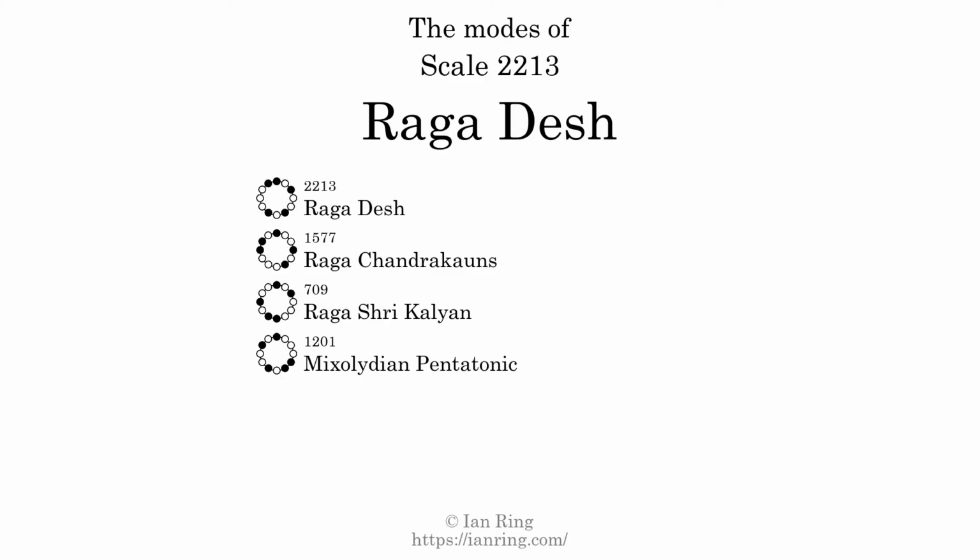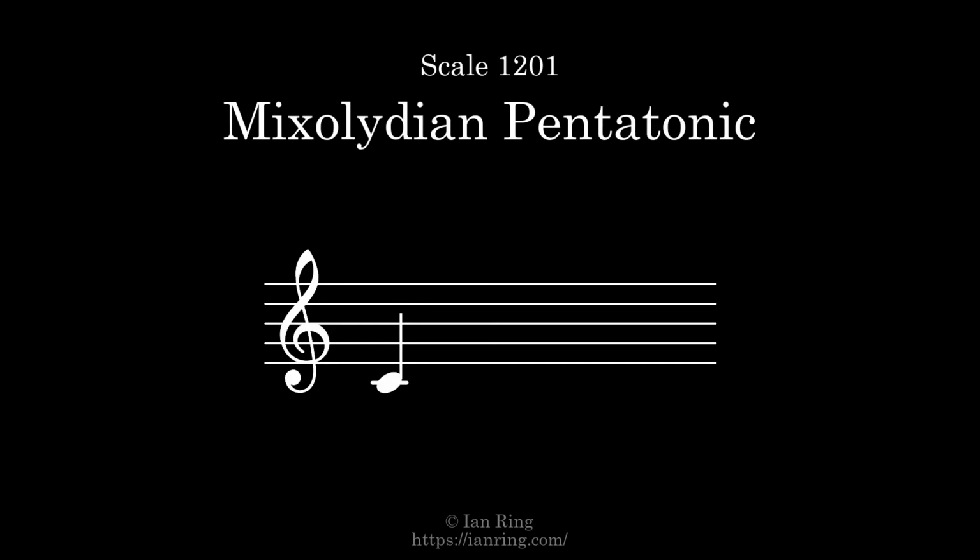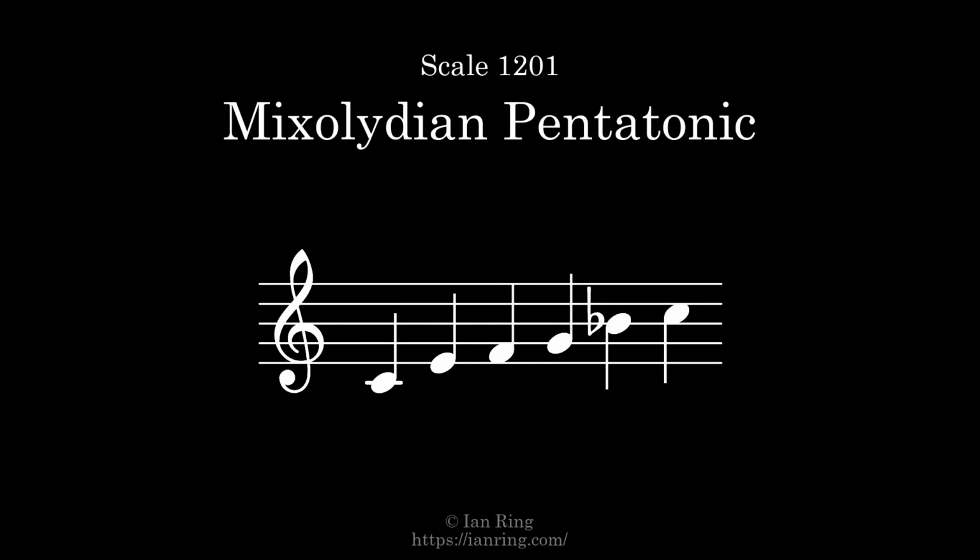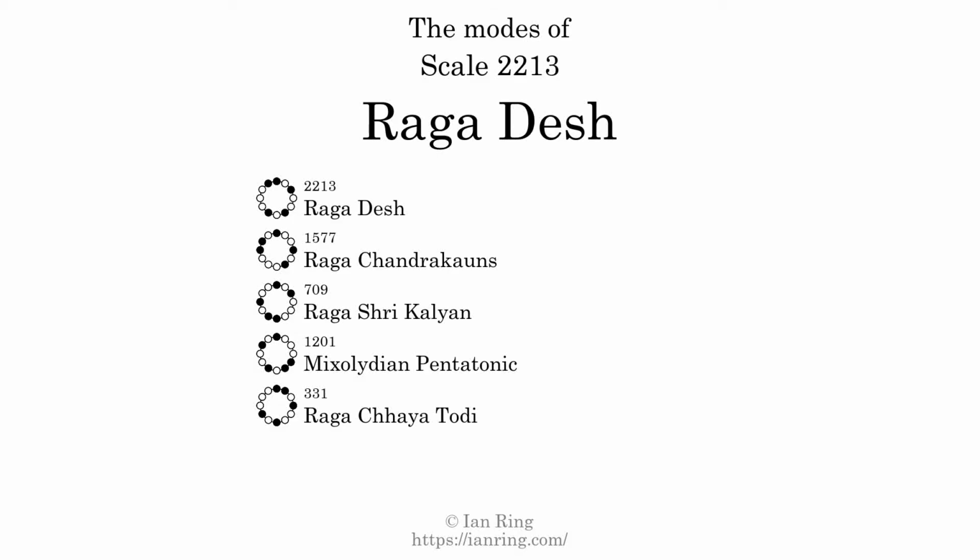The fourth mode is scale 1201, also known as Maxillilian Pentatonic. It sounds like this. The fifth and last mode is scale 331, also known as Raga Chayatodi. It sounds like this.